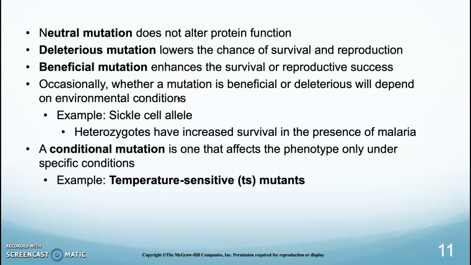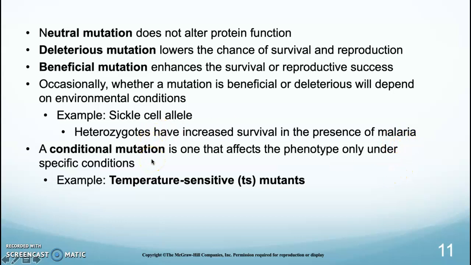And what we mean by that is that we think of the sickle cell allele as being something negative, right? If you are homozygous for the sickle cell allele, you suffer from sickle cell anemia. But what we know is that heterozygotes have slight sickle cell symptoms, but they have an increased survival in the presence of malaria, which has allowed this particular, what we would generally think of as a negative mutation, to continue in a population.